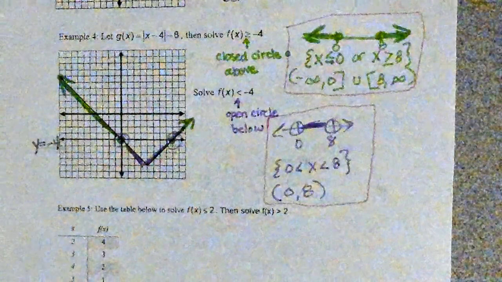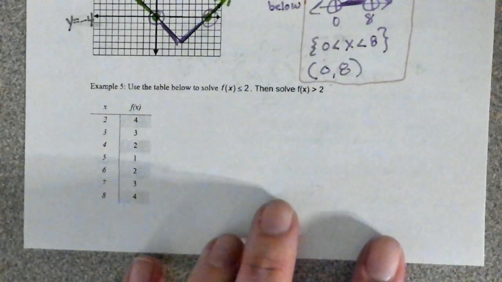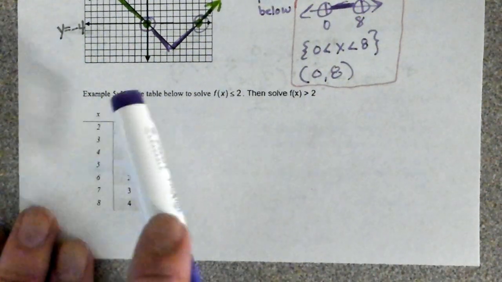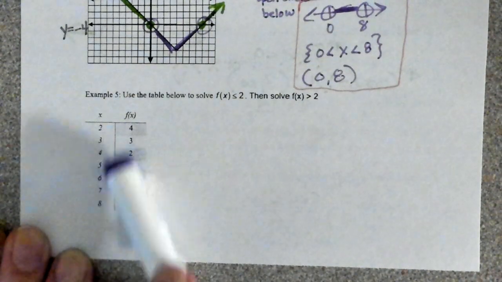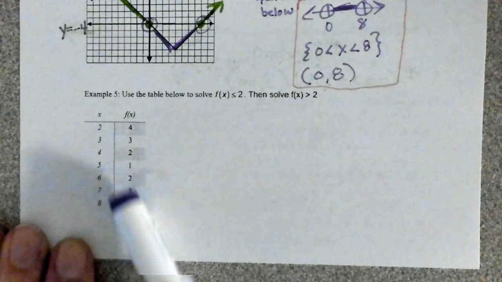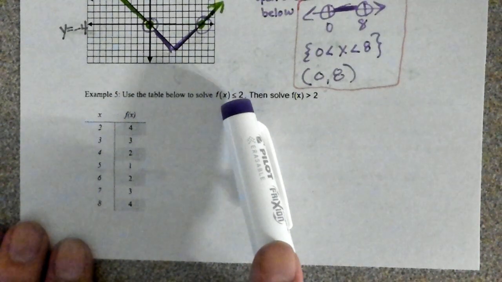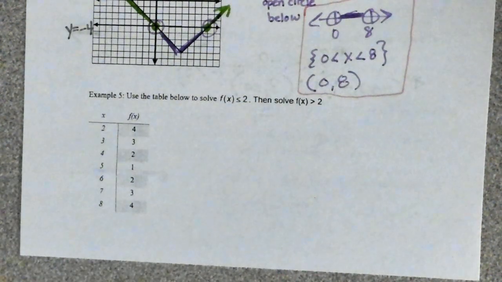Okay, last one is looking at this from a table. We're not even given the equation of this function. We know nothing about it other than it's got this table. We want to solve when f of x is less than or equal to 2. So no graph, just a table.